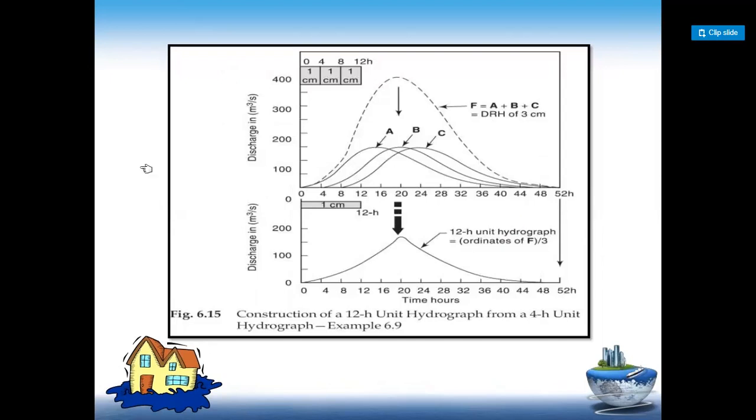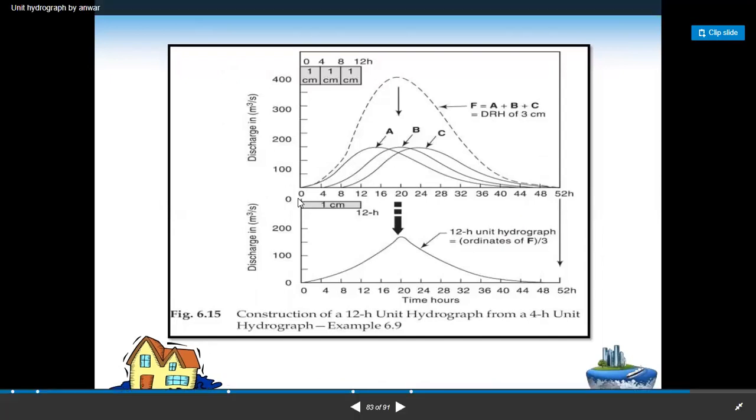Here also, guys, discharge in meters cubed per second: 100, 200, 300, 400. Time here is 0 to 52 hours. So from 0 to here A, B, C, the DRH of 3 centimeters. Here, guys, the 12-hour unit hydrograph ordinates are F by 3. This is the construction of a 12-hour unit hydrograph from a 4-hour unit hydrograph.